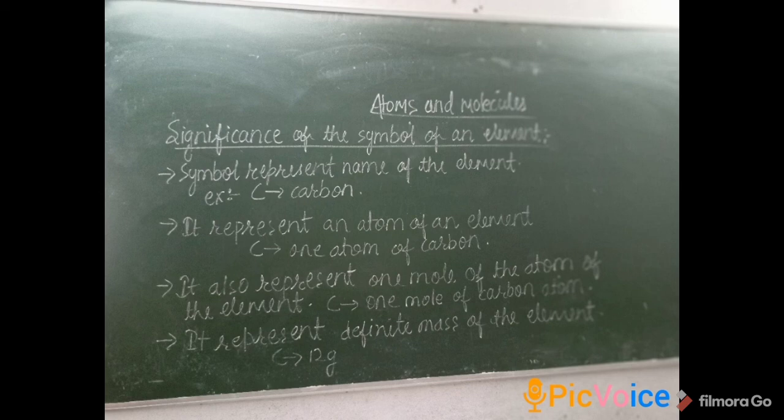Next, a symbol also represents one mole of atoms of the element. Example, the symbol C also represents one mole of carbon atoms. That is, the symbol C represents 6.022 × 10^23 atoms of carbon. Next, a symbol also represents a definite mass of the element. Example, the symbol C represents 12 grams of carbon.